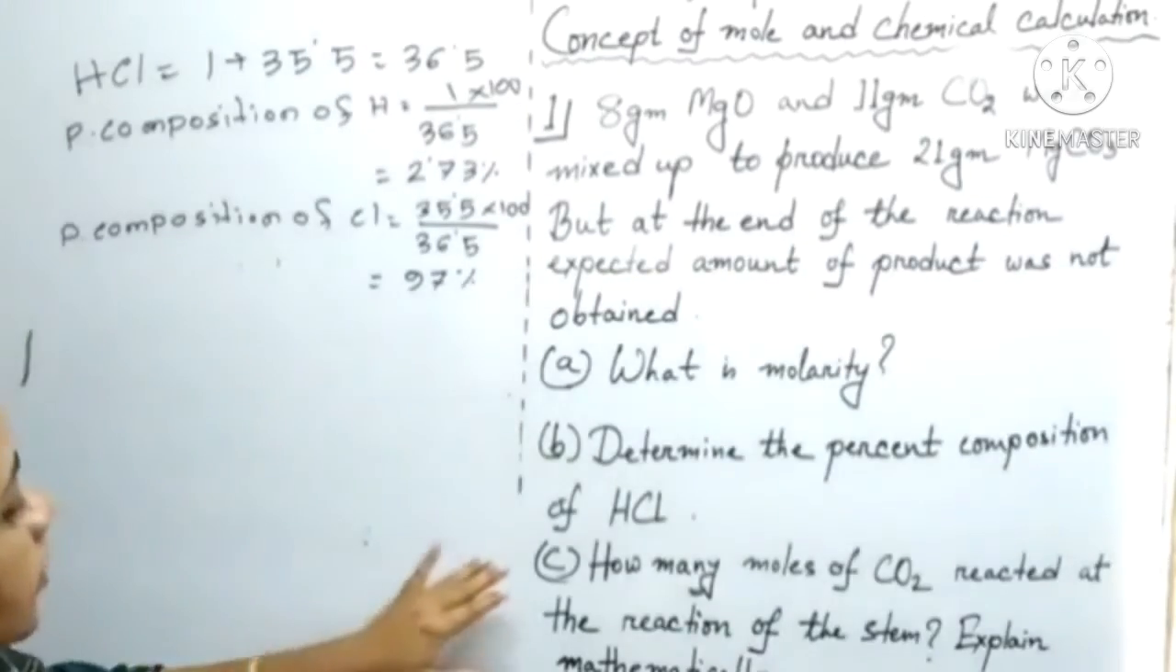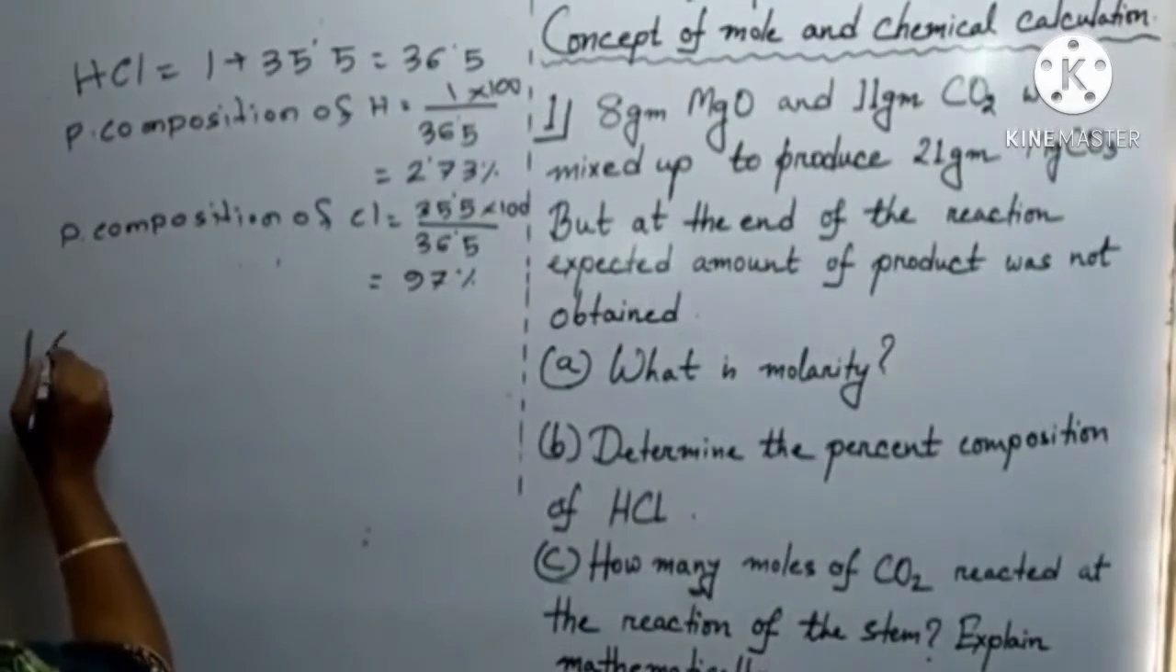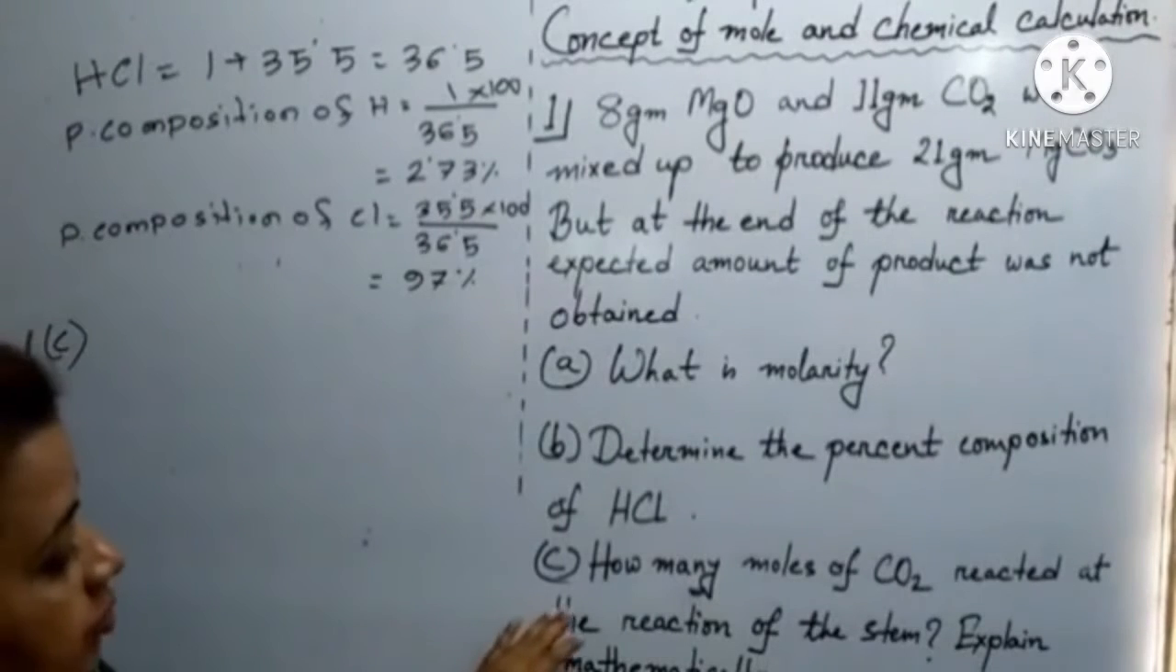Now, come to question C. How many moles of carbon dioxide reacted at the reaction of the stem? Explain mathematically.